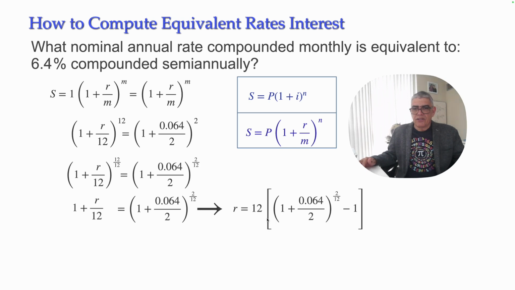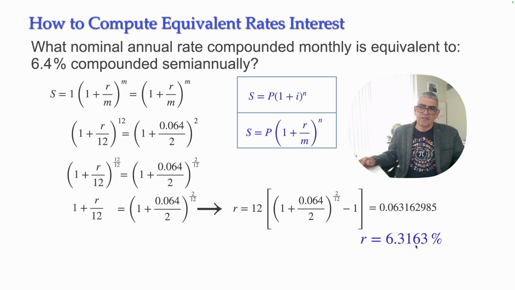So using your calculator, you get 0.063162989. I already used it. This is the answer. And obviously, because that must be given using percent, you multiply by 100. If you multiply by 100, the answer of R will be 6.3163.